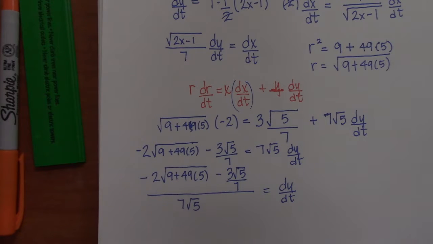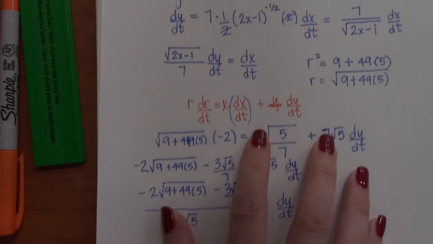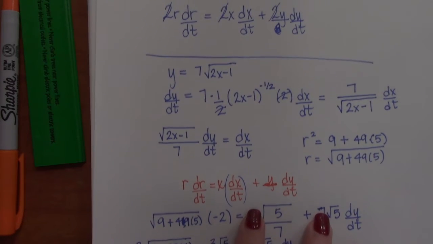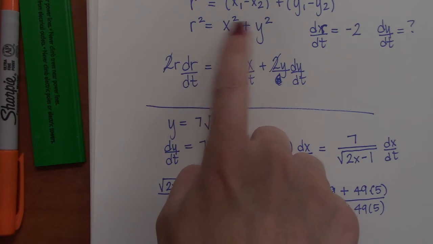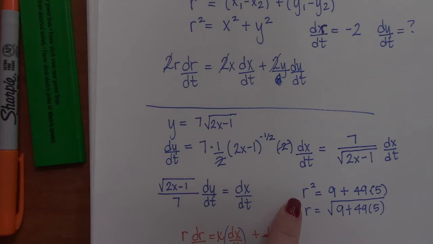Wait, how did you get 9 and 49 again? 49 and 5 again? Yeah. That 9? Okay. So right here, when I needed to find R, I plugged my X and my Y and my point into here and solved for R. So R squared was, X squared was 3, so 3 squared is 9, and 7 root 5, 7 squared is 49, square root of 5 squared is 5. Yeah.